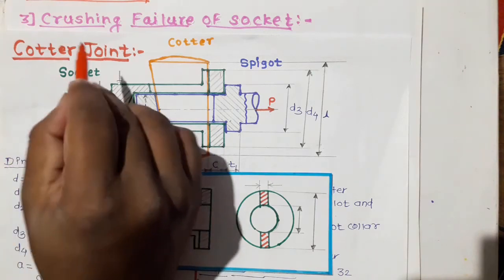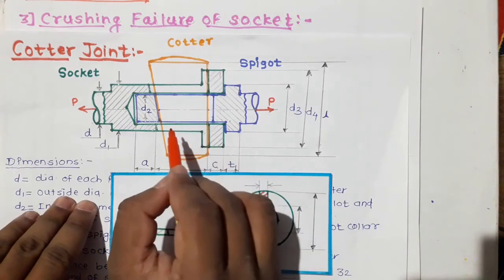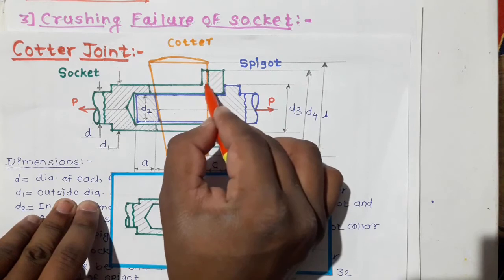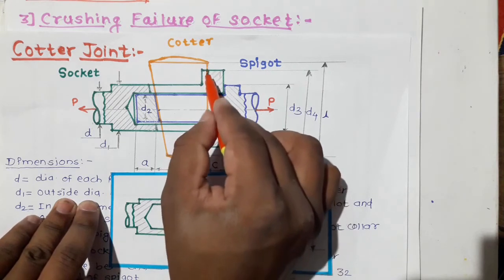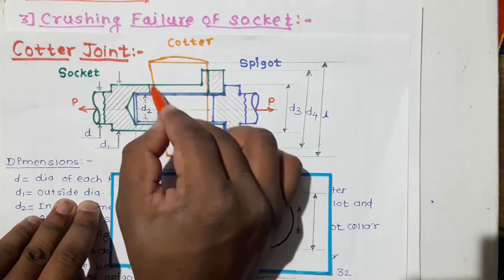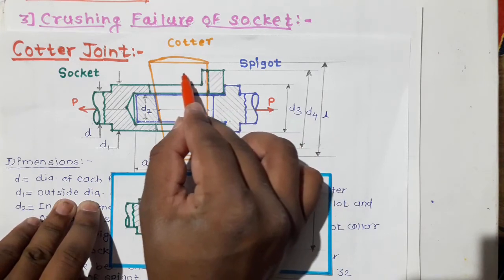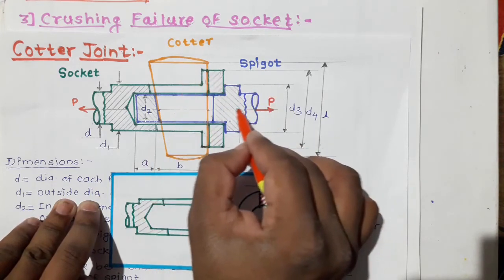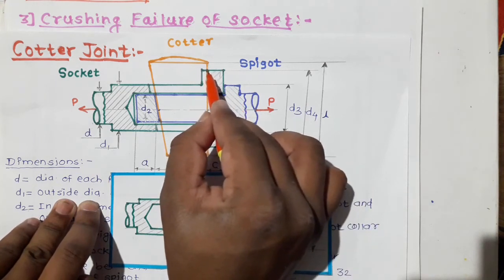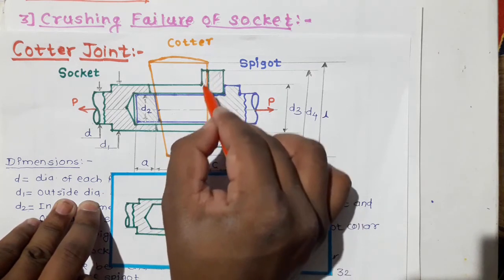Now the last failure of the socket is crushing failure of the socket. Now if you look at this cut section of the assembly of the quarter joint, you can see that the quarter is in contact with this socket on this right side of the slot, and on this left side of the slot there is a clearance between the slot and the quarter. So it is obvious that when the quarter is subjected to force towards the right side, which is applied by the spigot, this quarter exerts crushing stress, that is, compressive stress, on these two faces. The quarter exerts the compressive stress on these two faces.